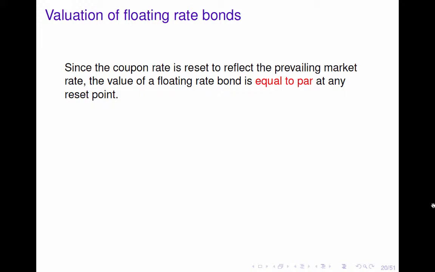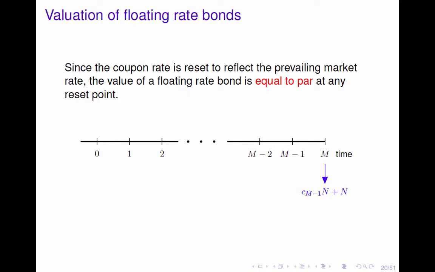Since the coupon rate is reset to reflect the prevailing market rate, the value of a floating rate bond is equal to par at any reset point. Let's show the result by working backwards. At the time point M, the bondholder will receive the principal N together with the last coupon payment, whose rate C_{M-1} is determined at the time point M-1. Thus, using C_{M-1} as the discount rate, the value of this bond at the time point M-1, after the M-1's coupon payment, is exactly the principal N.